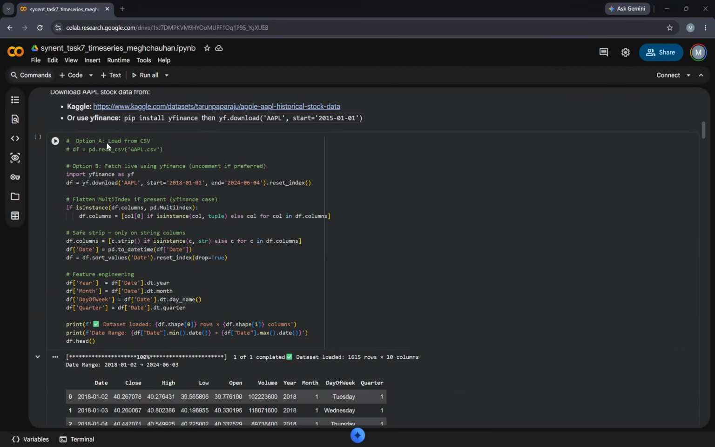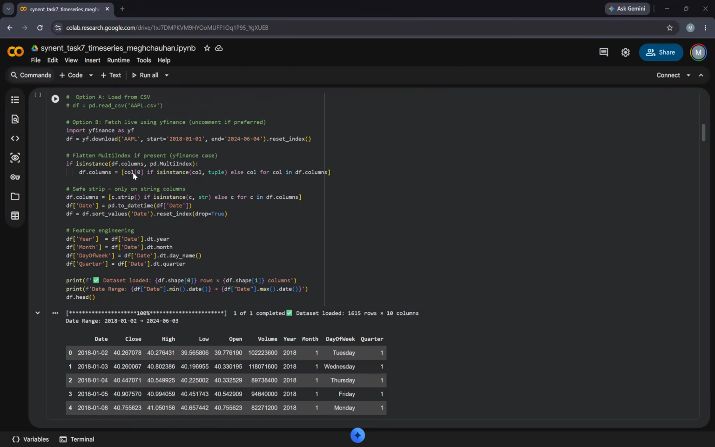And there are two options. Either we can load a CSV from this particular dataset, or we can utilize the live fetch via yfinance, and we first put a start date and an end date. We reset and then we flatten the multi-index that is present out here. We convert that into columns and rows. This is our particular data frame.